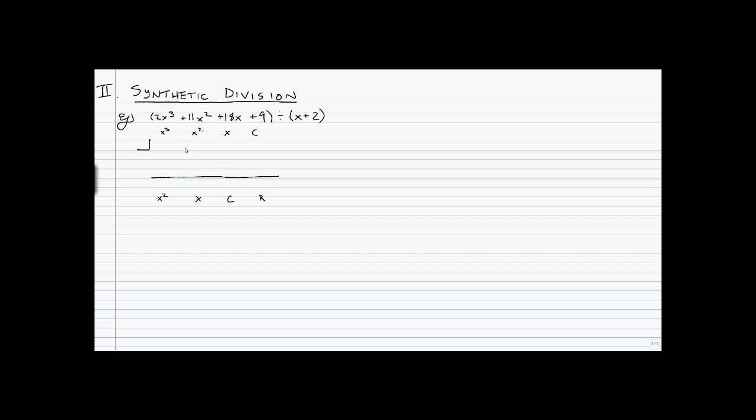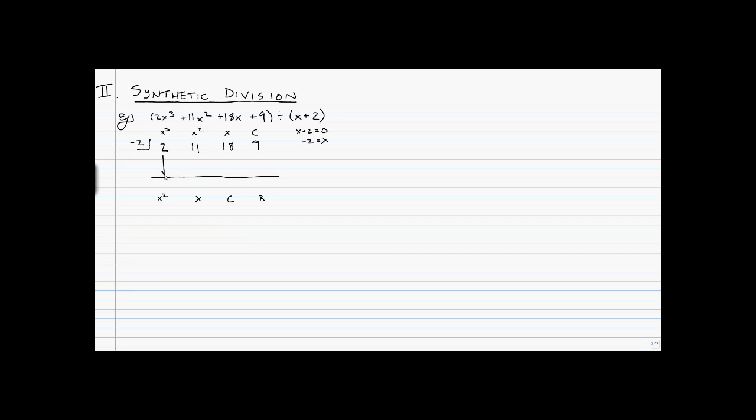Okay, so now we need to actually go through and fill this in. So the coefficients are 2, 11, 18, and 9. And then for my pivot, x plus 2 equal to 0. That is, of course, going to give me negative 2 as x. So my pivot is going to be negative 2. So, okay, we can get started.